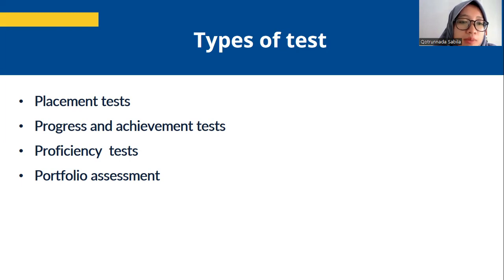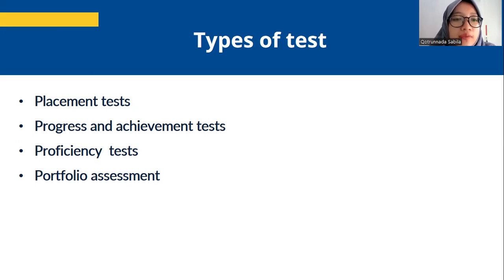The first is placement test. When students sign up for a language course in a private language school, for example, they usually do a placement test to determine which class they should go into. And then progress and achievement tests. These tests are designed to measure the students' language and skills progress in relation to the syllabus they have been following. And then proficiency tests.